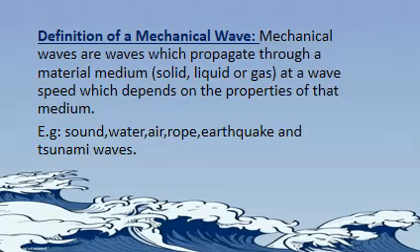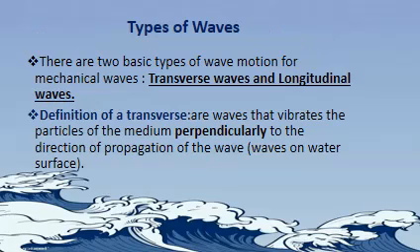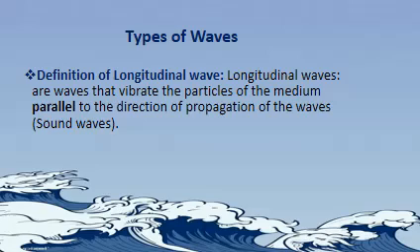Mechanical waves are waves which propagate through a material medium, solid, liquid or gas, at a wave speed which depends on the properties of that medium, such as sound, water, air, rope, earthquake and tsunami. There are two basic types of wave motion for mechanical waves. The first one is the transverse wave. These waves vibrate the particles of the medium perpendicularly to the direction of propagation of the wave, such as waves on a water surface.